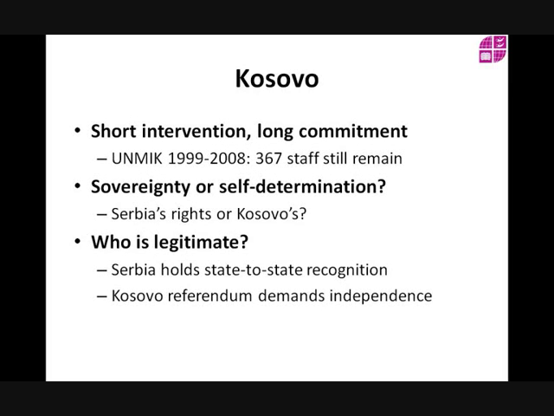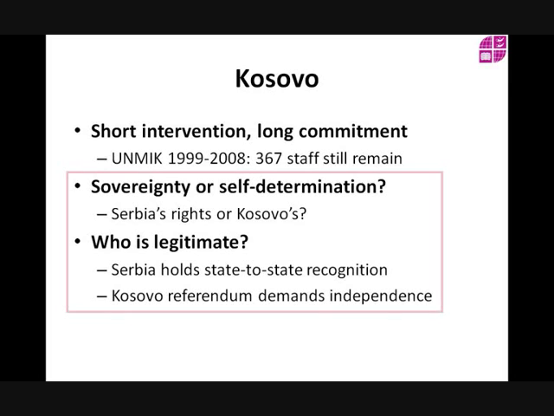The reason they don't recognise it is due to this dilemma here. Serbia holds state-to-state recognition because of sovereignty. Some countries say we recognise Serbia as a sovereign country, and it remains sovereign. Other people say, well, Kosovo had a referendum. The people of Kosovo voted to become independent.